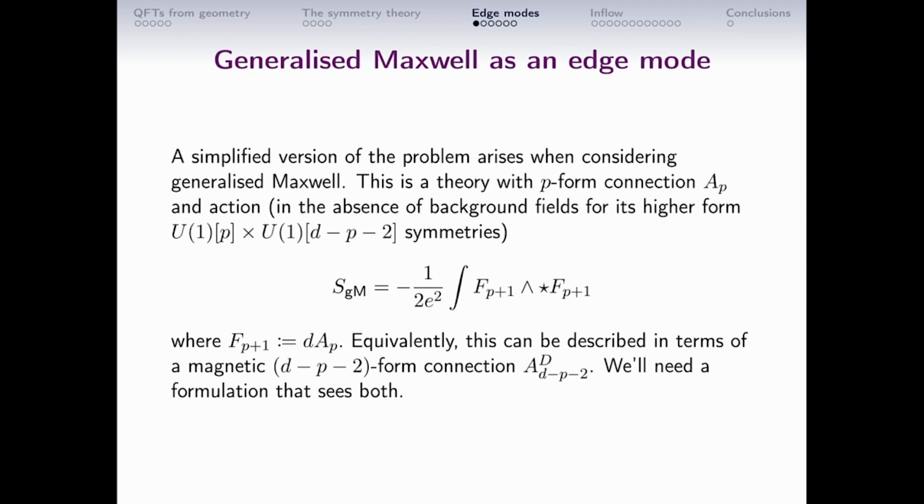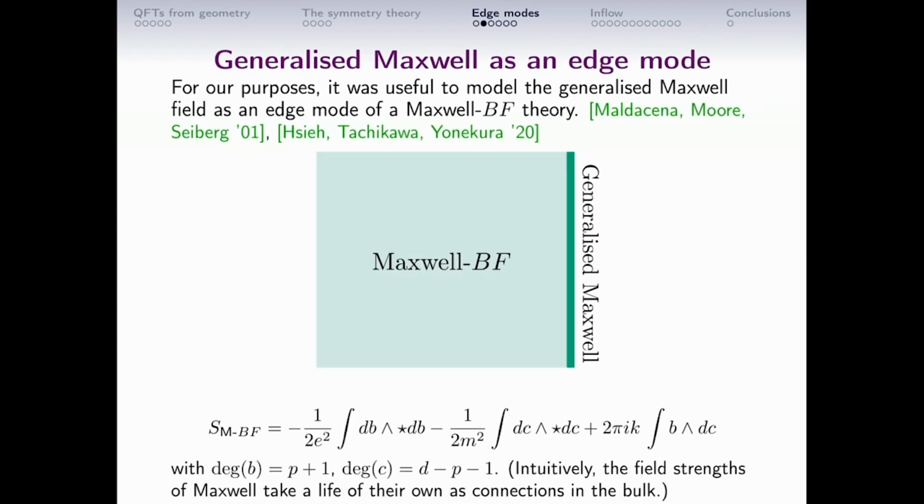And in order to see this B and C, we need the formulation that sees both things at the same time. So how do you do that? As I said, I'm going to go with this point of view in which we think of our theory, in this case generalized Maxwell, but I want to think of string theory also in this language, as an edge mode of a theory in one dimension higher. So one good theory for understanding this generalized Maxwell is Maxwell BF.